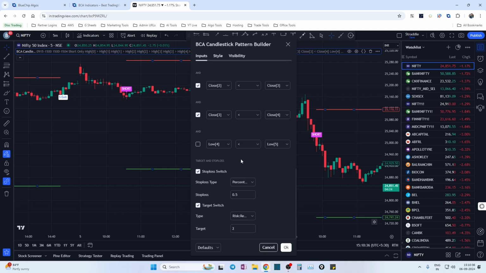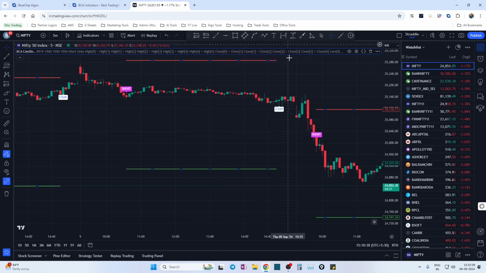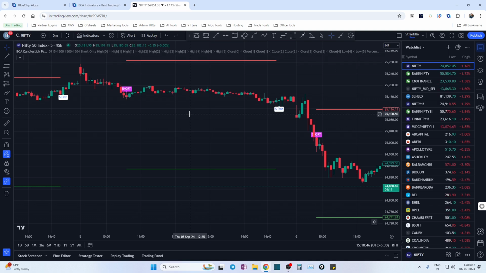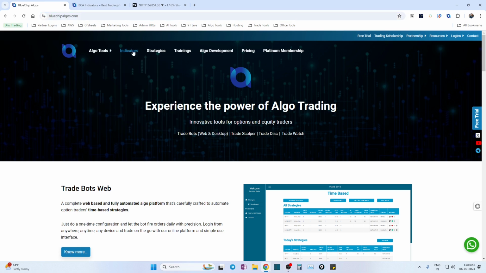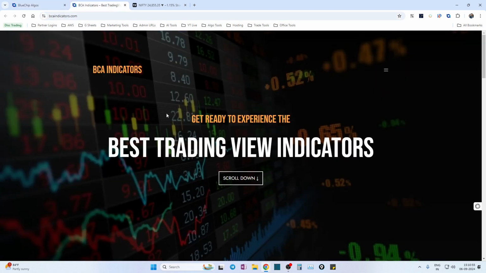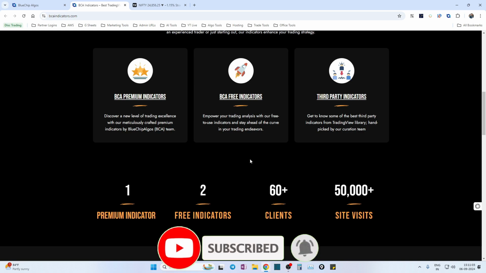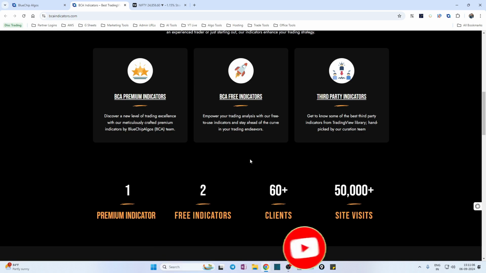So all these things are available, and as I said, it's a free indicator. You don't really need to pay. All you have to do is just go here, type indicators, and type candlestick pattern, BCA candlestick pattern builder, or you can also just come to Blue Chip Algos and hit on indicators, and in the indicators subsite you can get all these indicators, because it's really difficult to memorize all these free indicators coming out from our development team. So we have started a subsite. You can get all the free indicators here. In future also we are developing a lot of free indicators that will be helpful for your trading, right?